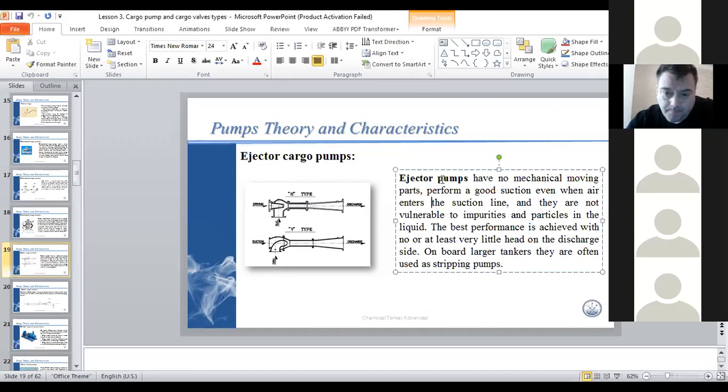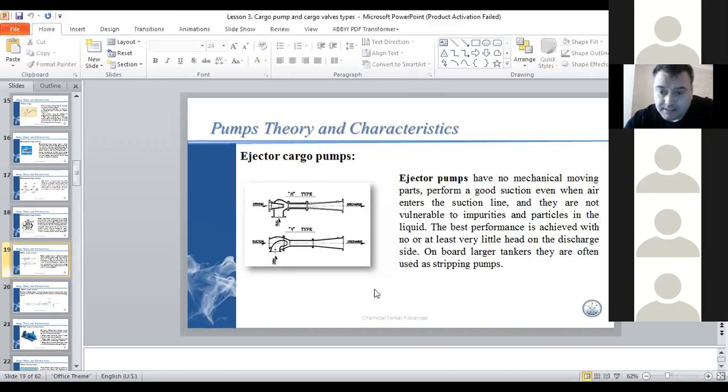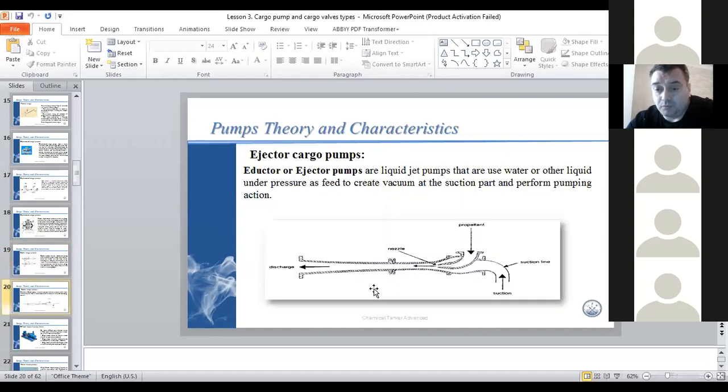Well, I suggest you read about it. And if you don't really understand how it works, please open YouTube, they have very good videos. Here again, the suction is this way, and the working liquid is going this way, to discharge. So in this case here, we have a vacuum, the negative side of the pressure.